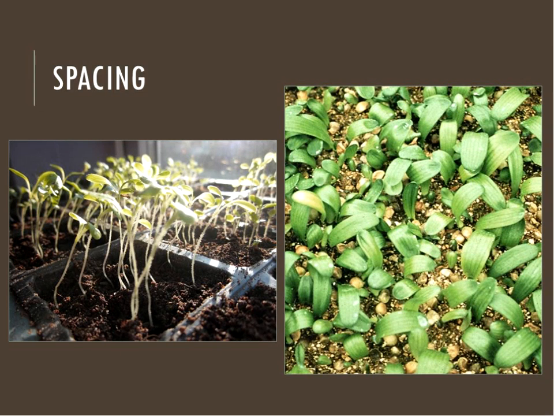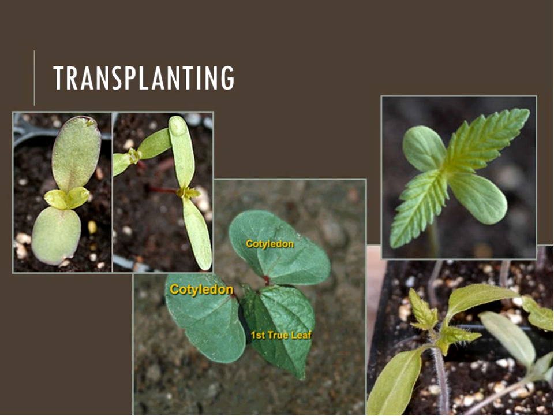The picture on the right here is a pretty good example of spacing. There's not a whole lot of overlap of those leaves. All right, so let's say all of that has gone well, your seeds have germinated. How do we know when to transplant them? Again, the general rule here is when the first set of true leaves emerge, that's when you transplant.